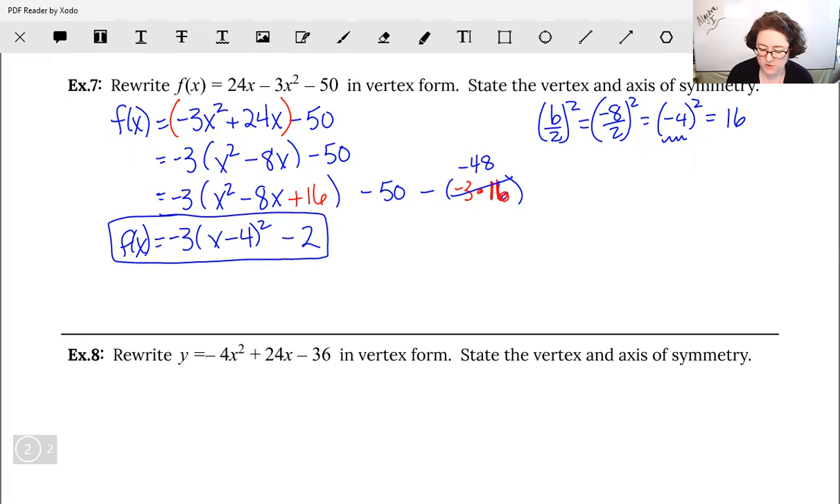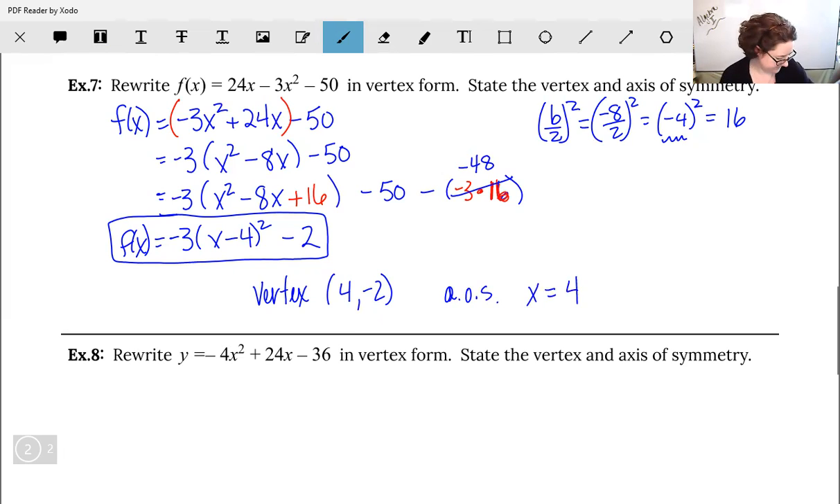And again, once it's in that format, we can just read off our info. So our vertex is going to be at the point 4, negative 2, because we would have had to move to the right 4 and down 2. And then our axis of symmetry, which you might sometimes see me abbreviate like this, so I don't have to write everything all out, is always going to be that x value from your vertex. So that's x equals 4.